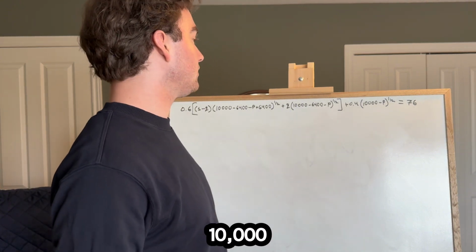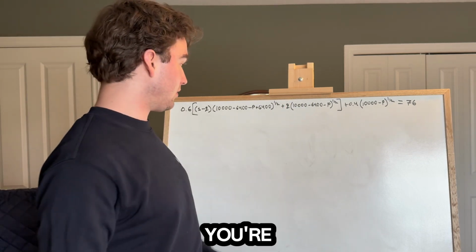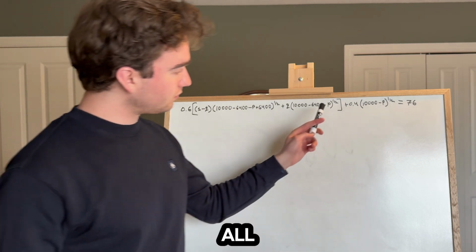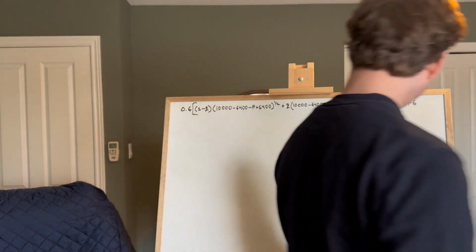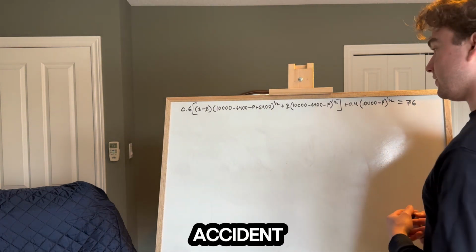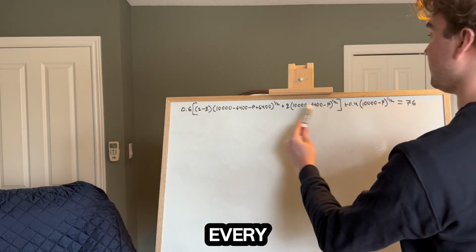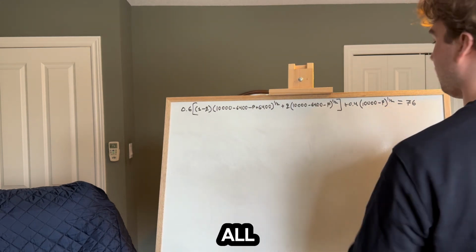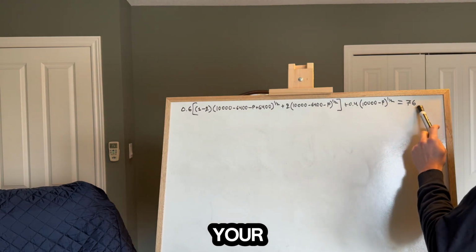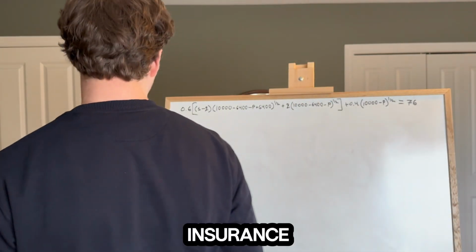So 10,000 less the damage, less the premium, because you're still going to pay it either way, but this time you're not getting the 6,400 back. All to the power of 1/2, and then plus 0.4, which is the probability that no accident happens. 10,000 less the premium. In every single case, you're paying the premium. All to the power of 1/2 equals 76, which is your expected utility of just not buying insurance.